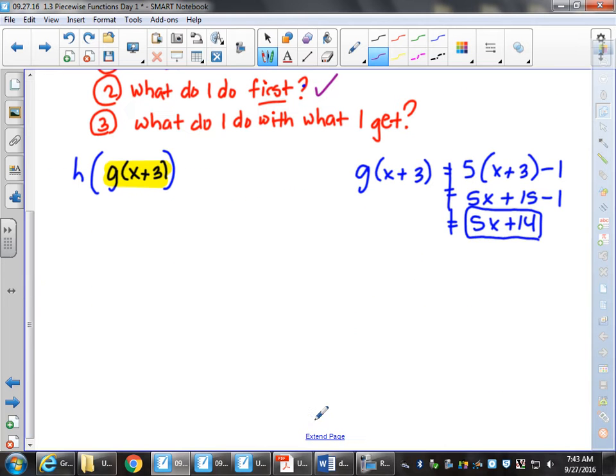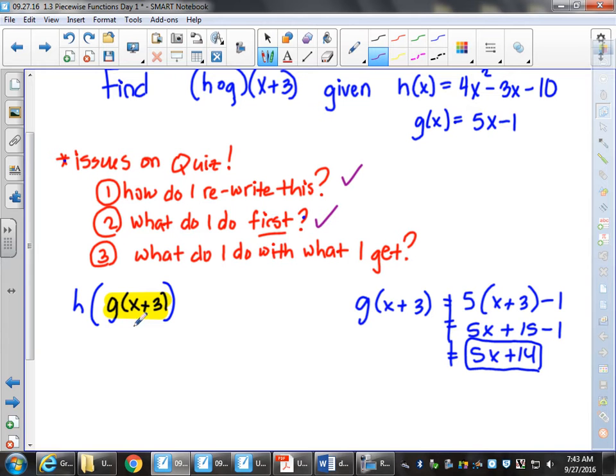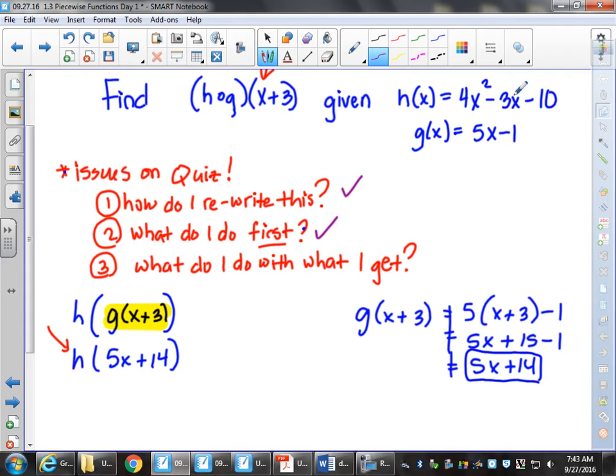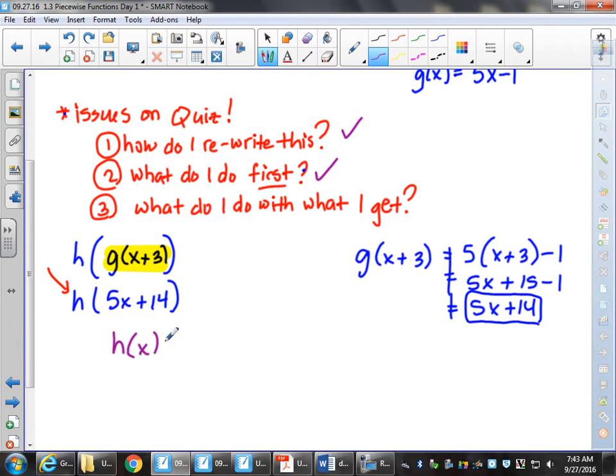The third and most important question when it comes to the algebra is, what do I do with what I get? So now we know we can rewrite this as h of 5x plus 14. What's my guide going to be? What function am I going to look at? H. So if it helps, because this did happen to a couple people, when you see that you're dealing with a quadratic or something that's a little bit longer, go ahead and rewrite h. So h of x equals what? Minus 3x minus 10? Okay, so this is going to be my guide.